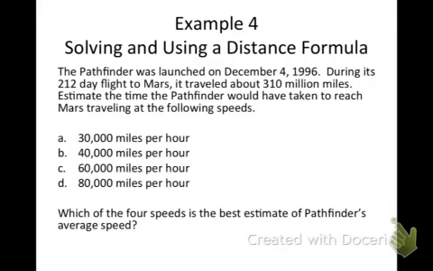A. 30,000 miles per hour. B. 40,000 miles per hour. C. 60,000 miles per hour. And D. 80,000 miles per hour. Which of the 4 speeds is the best estimate of Pathfinder's average speed?